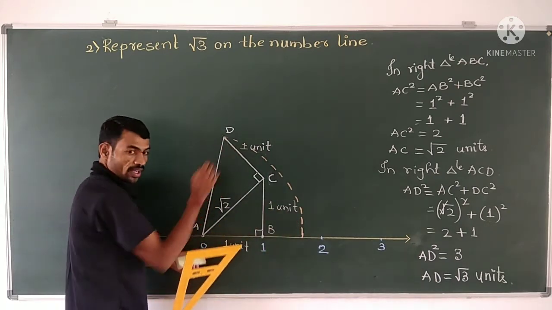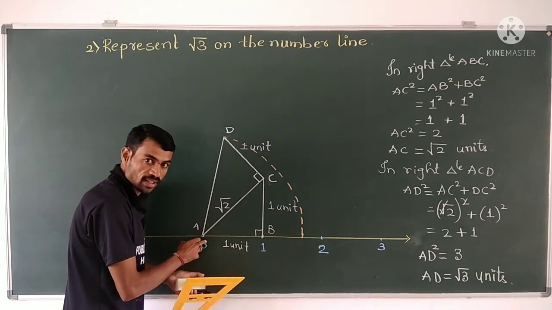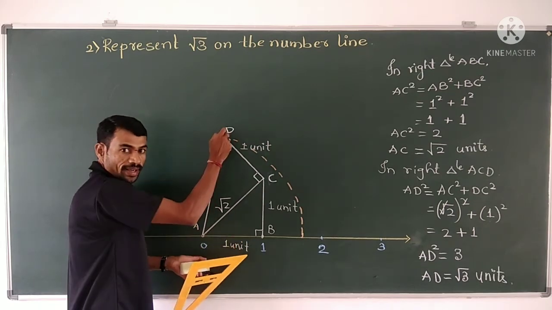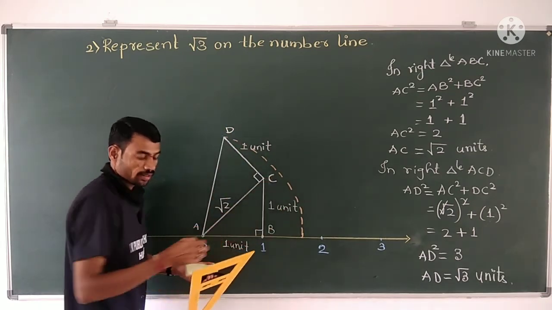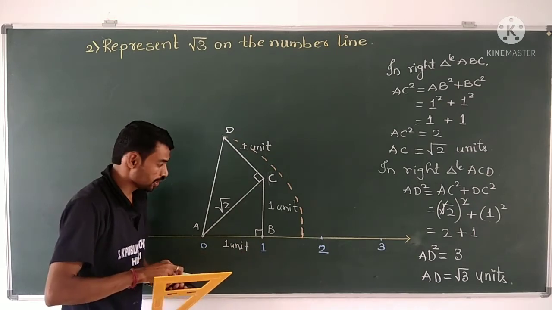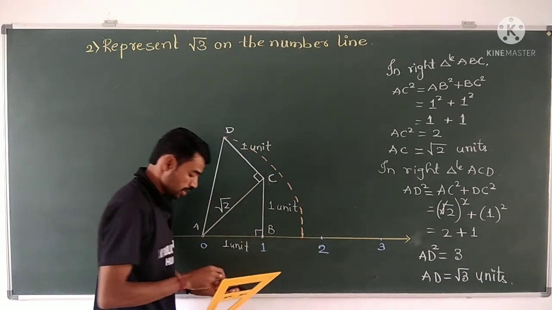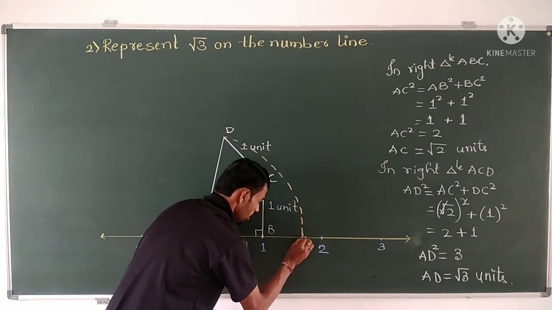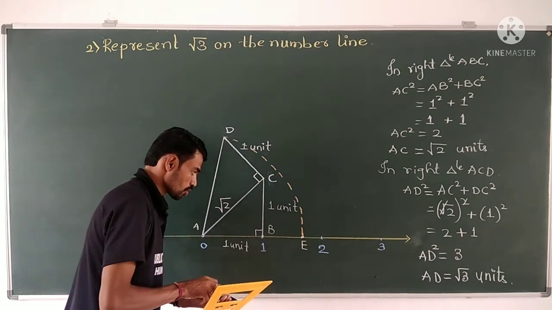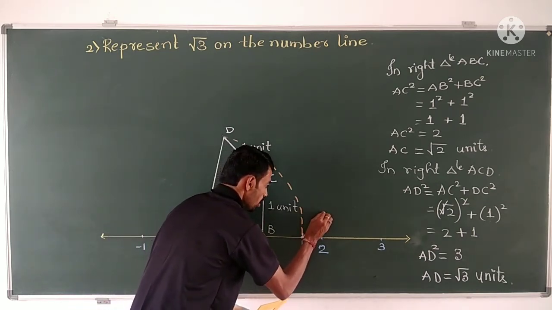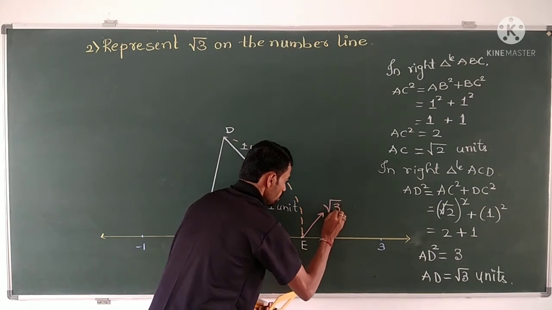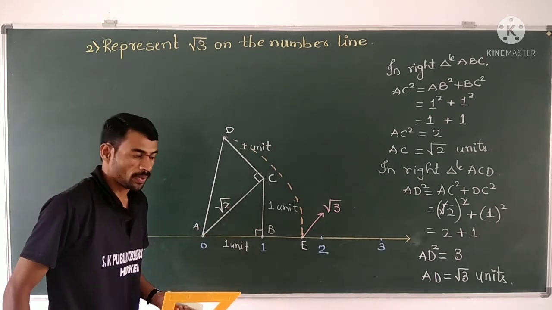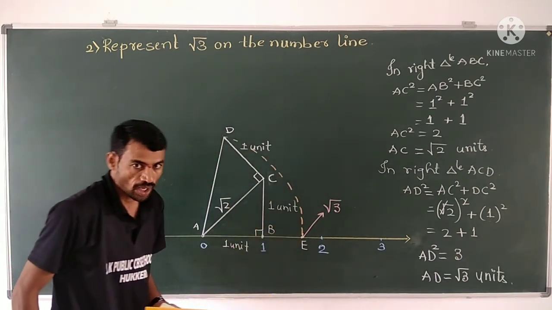So we have to take A as the compass needle and D as the pencil point. Take the radius AD and draw one arc that has to intersect this number line at a point E. At which point will it intersect? At this point. So this point gives what value? Root 3. Yeah. So this is how to represent root 3 on the number line.